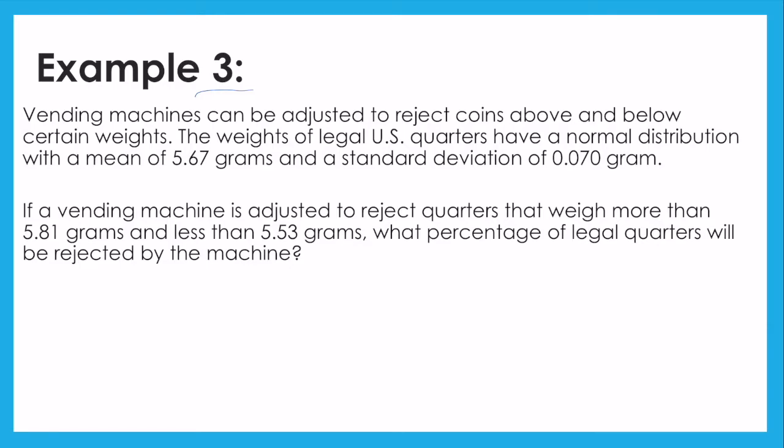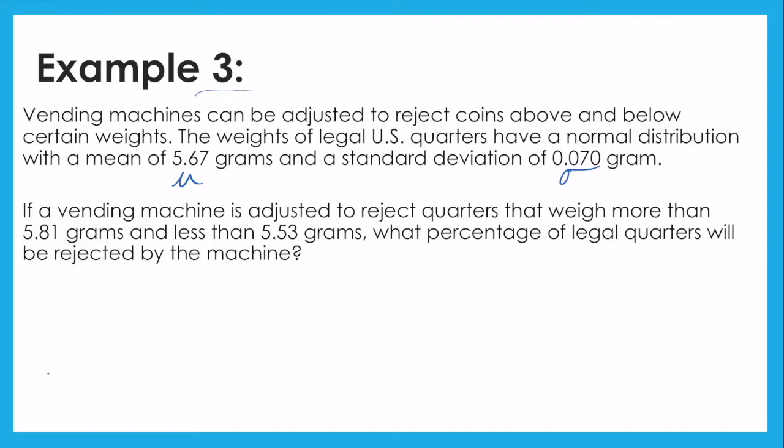an FYI. The weights of legal US quarters have a normal distribution with a mean of 5.67 grams and a standard deviation of 0.07 grams. Just in case you ever wanted to know how much a quarter weighed. If a vending machine is adjusted to reject quarters that weigh more than 5.81 grams and less than 5.53 grams, what percentage of legal quarters will be rejected by the machine?